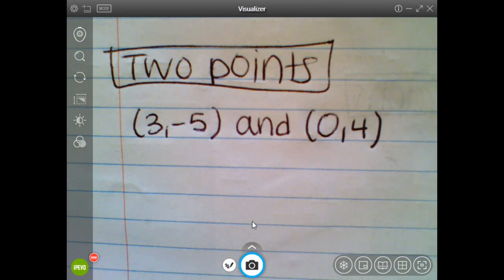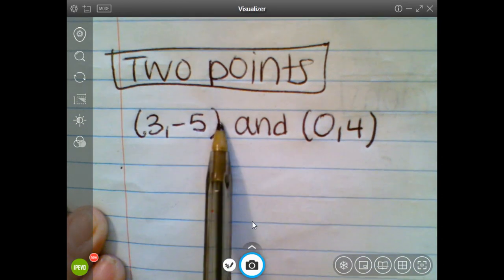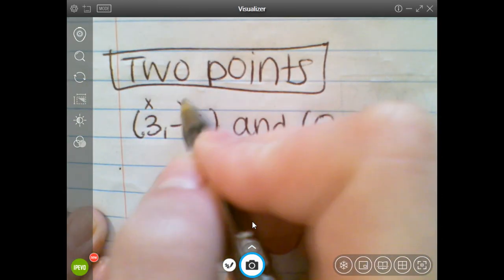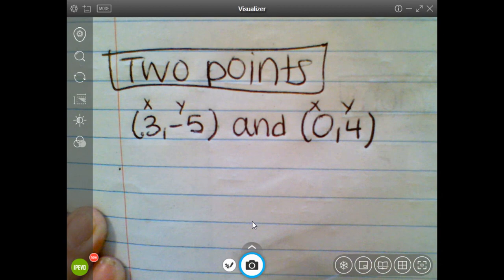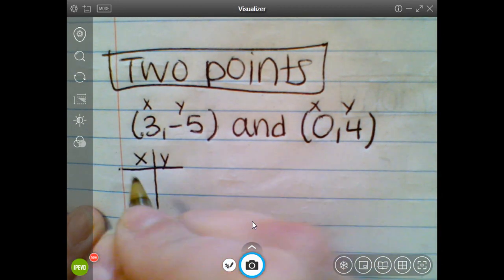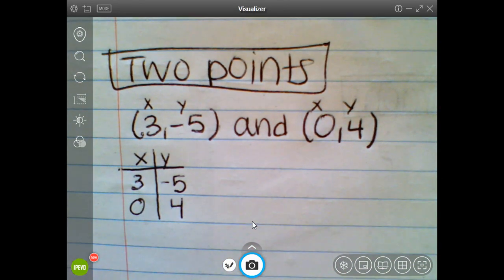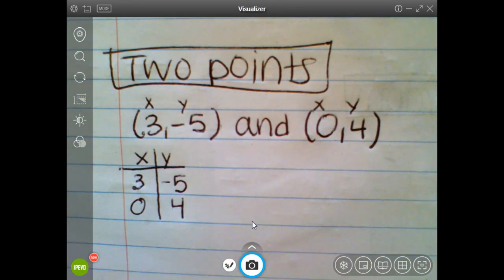Now, many people think that this is different, but it's actually just like a table. And that's kind of what we're going to do to make it a little bit easier for ourselves. Remember, this is an x and a y, right? X and a y, and this is an x and a y. So I can just put them in a nice table for myself and make it a little easier. 3, -5, 0, 4. And I can do the same thing I did before.